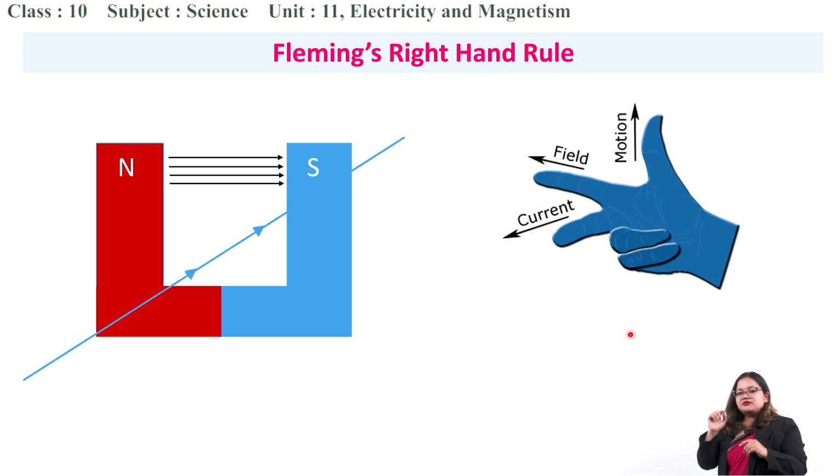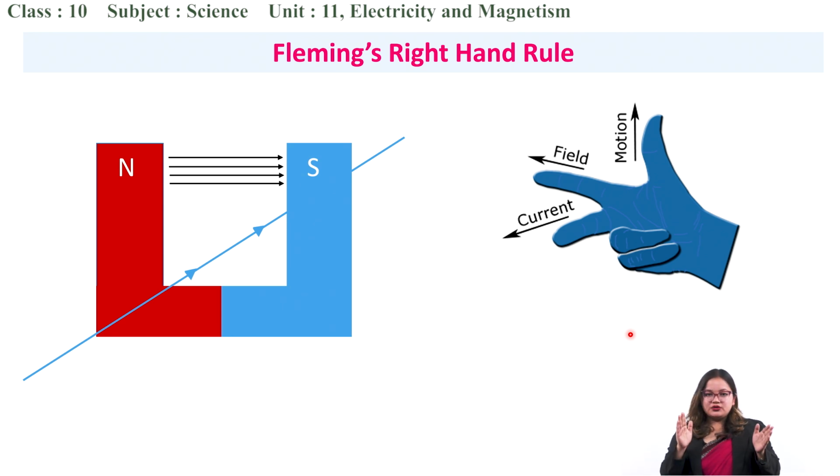So what did we study right now? We are going to place a U-shaped magnet where the magnetic field lines are going from the north to the south pole. We placed a conductor. We did not know the direction of the current earlier, right? So we placed a conductor passing through it, and we moved this conductor in the upward direction. Why is the EMF being induced? Because when this conductor is moved in the upward direction, the magnetic flux is being changed.